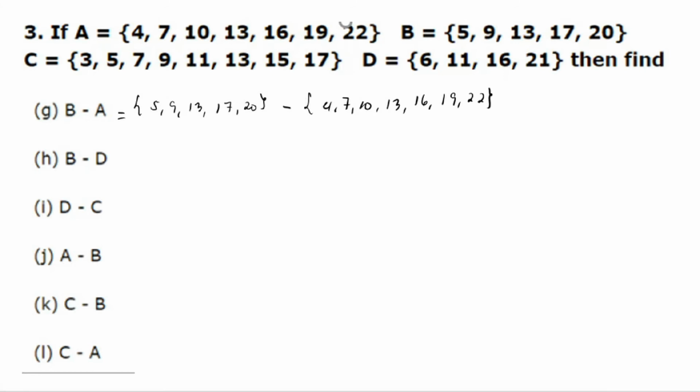So 5 cannot be canceled because we don't have 5 here. 9 also. 13 can be canceled because it's common. 17 and 20 cannot be canceled. Okay, the only element that we can cancel is 13. So therefore, we have B difference A whose elements are 5, 9, 17, 20.